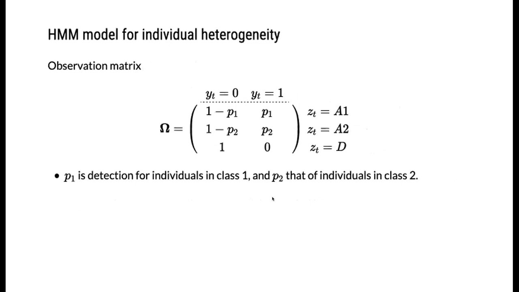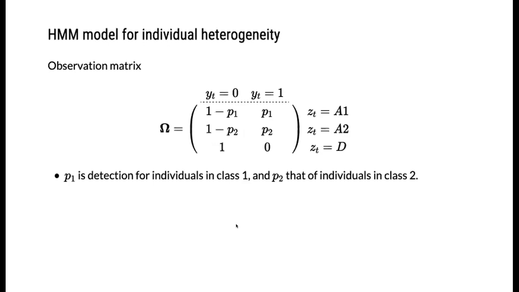And then we say, okay, if you are alive, the probability of being non-detected is 1 minus P1. So we distinguish the probability of detection given that you're alive in class 1 from the probability of detection given that you're alive in class 2. We say there is P1 and P2. This is where we say there is some heterogeneity in the detection process, right?